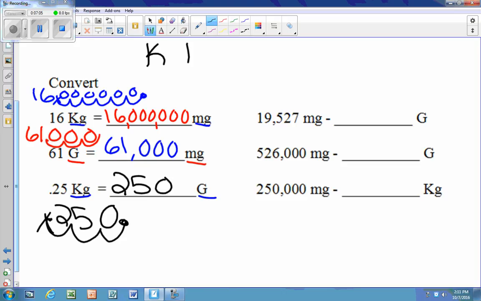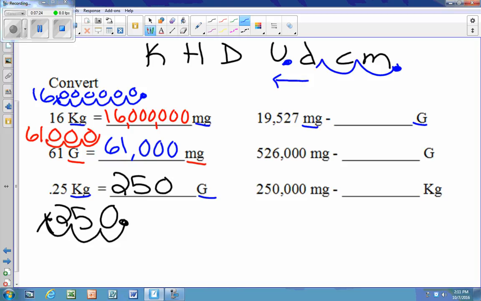I'm going to make myself a new list of letters. King Henry doesn't usually drink chocolate milk. We are going from milligrams to grams. Well, here's my milligrams. The unit is my grams. This time I'm going to the left because I went from milligrams to grams. I'm going 1, 2, 3. My decimal is on the end here. 1, 2, 3. This is now my decimal. That doesn't exist right there.